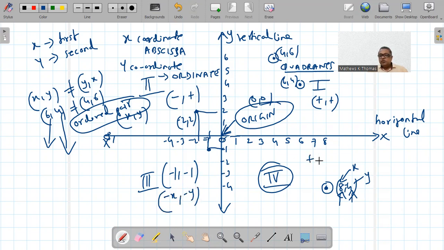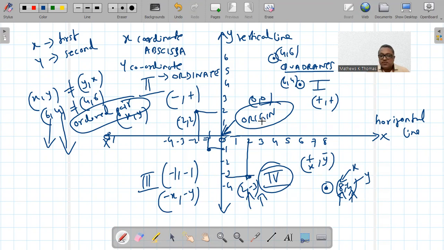Here we are having x positive, y negative. X is positive, y is negative. So x positive, y negative is going to come in the fourth quadrant. So if I have a point here, this is going to be 2 comma minus 3. X is positive, y is negative.